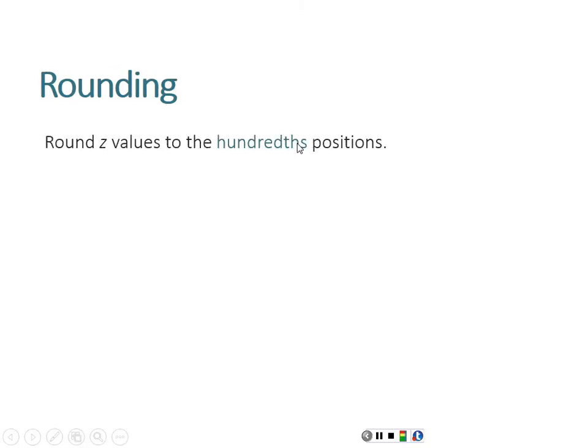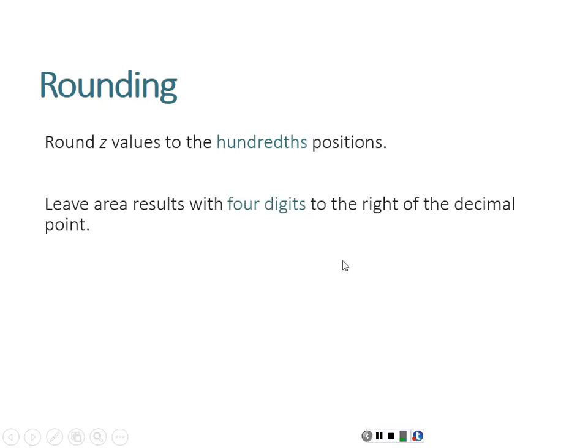When we do these, just things to be aware of: when we calculate these on the calculator, we're going to round our z-values to hundredths, not thousands, not whole numbers, not tenths. It has to be to the hundredth place. We're going to leave area results, which is your probabilities, with 4 digits to the right of the decimal point. So we're going to round to 4 decimal places. And now we're going to go to the examples in the notes.